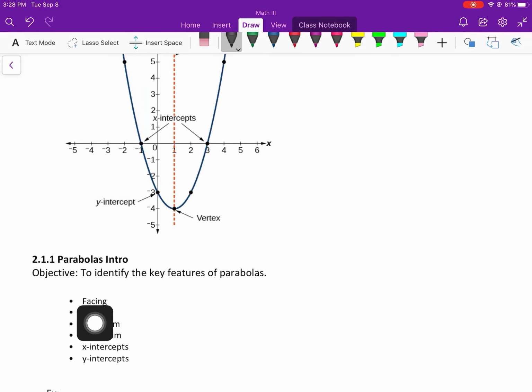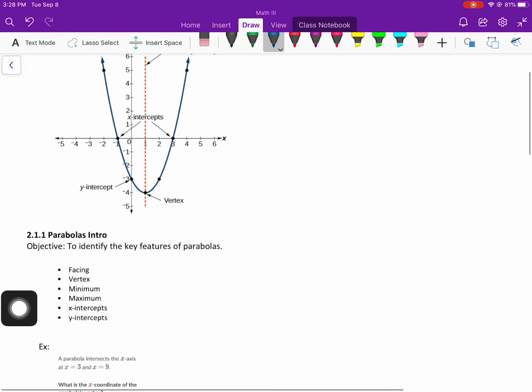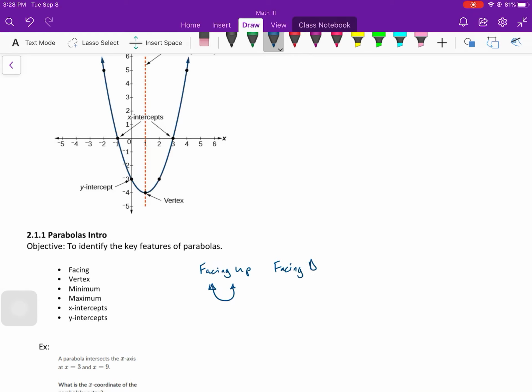Well, one thing about the parabola, it can face up or it could face down. So if you talk about the facing, if it's facing up, it looks like a smiley face. And if it's facing down, it looks like a sad face.